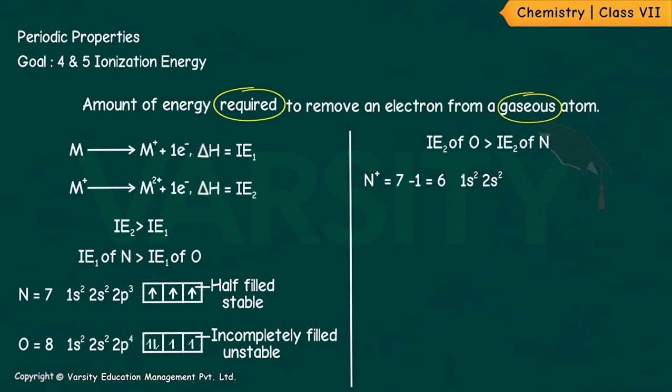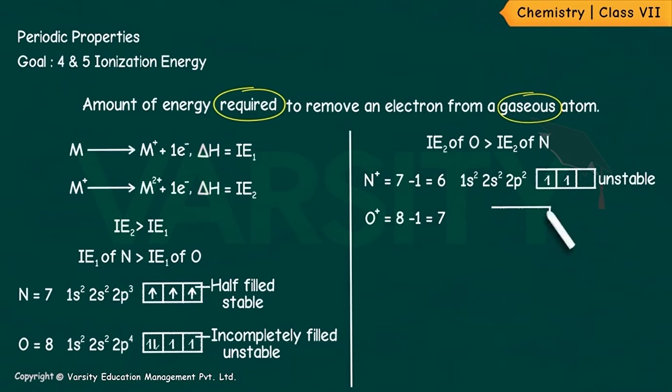It is measured in kilocalories per gram atom or in kilojoules per mole. It is also measured in kilocalories per atom. The simple conversion is 1 electron volt is equal to 23.06 kilocalories or 96.03 kilojoules. So the energy required to remove an electron is measured in this way.